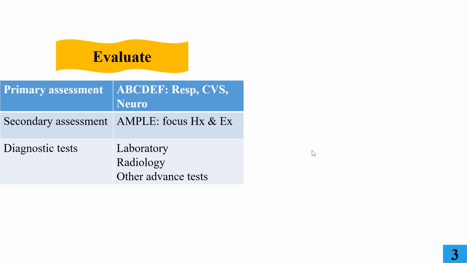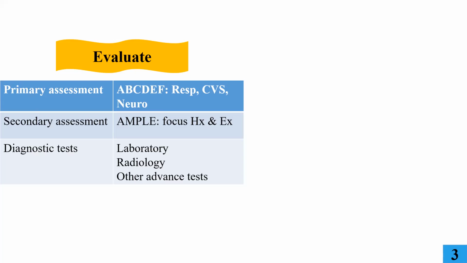You're talking. Okay. After the initial evaluation, we go to the primary assessment, which includes A, B, C, D, E, F: airway, breathing, circulation, disability, which means the CNS, exposure, which means the temperature, the clothing, the chemicals, whatever is there, and then fluid.